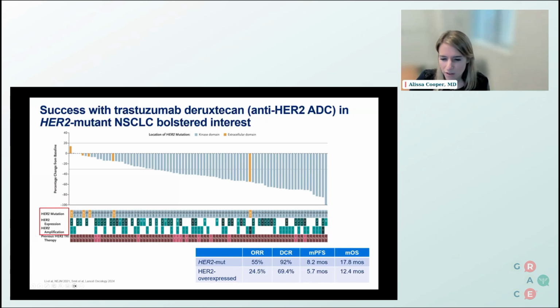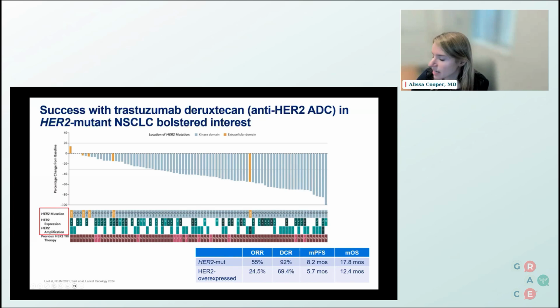And as you can see here, and I've called out on the bottom of this graph, the response rate was 55%, but the disease control rate was 92%, meaning that 92% of people had stable disease or response to this drug, which is phenomenal. It was much higher than what we saw in HER2 overexpression, which, as you recall, was the protein that was sticking out from outside the cell. So these numbers were not as good as what we saw in HER2 mutant lung cancer.